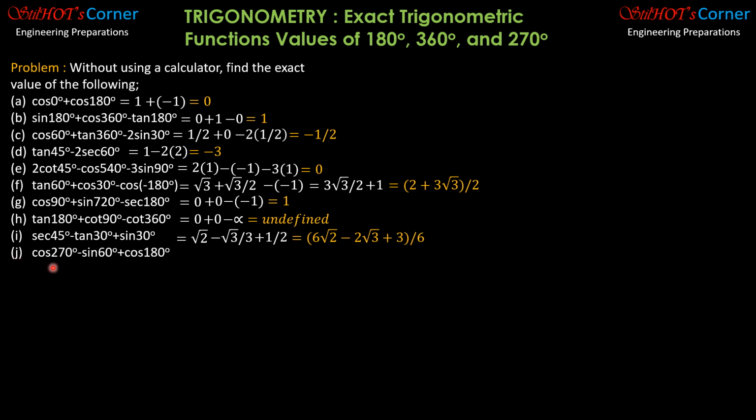Cosine 270 degrees is 0, so x is 0. R is 1, so 0. Minus sine 60, so minus square root of 3 over 2, so 0 minus square root of 3 over 2. Cosine of 180 degrees is negative 1. So simplifying, LCD is 2. That will be negative of quantity 2 plus square root of 3 all over 2.